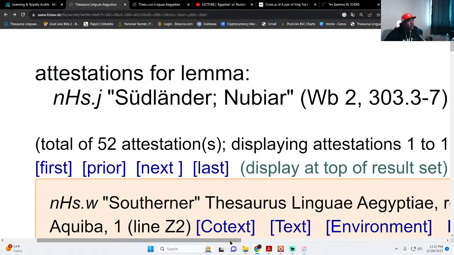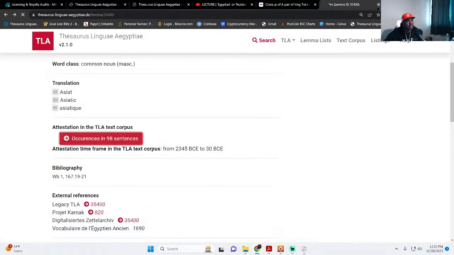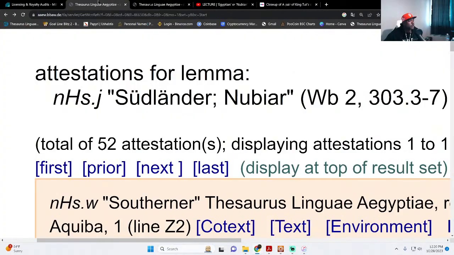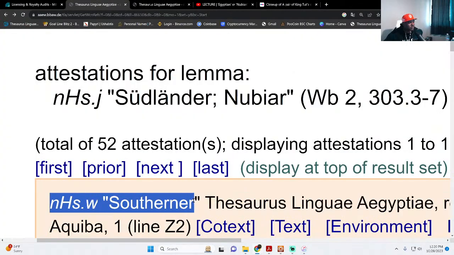But if I go into E.A. Wallace Budge's books, and the new TLA is still spinning circles, so I'm going to just close it. If I go into E.A. Wallace Budge's book, which is why I say this is not a good source to recommend for neophytes, you will see his dictionary. You will see that he defined Nehesi as Nubian, and Nubian is defined as Negro.